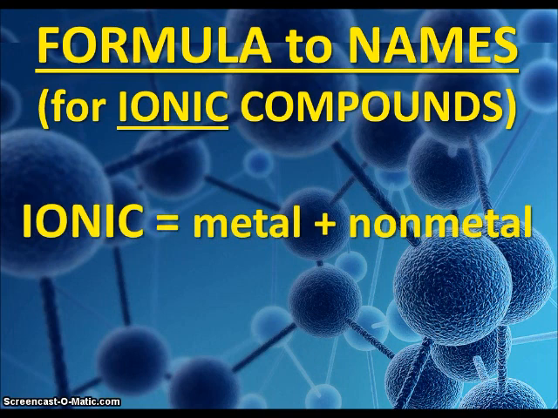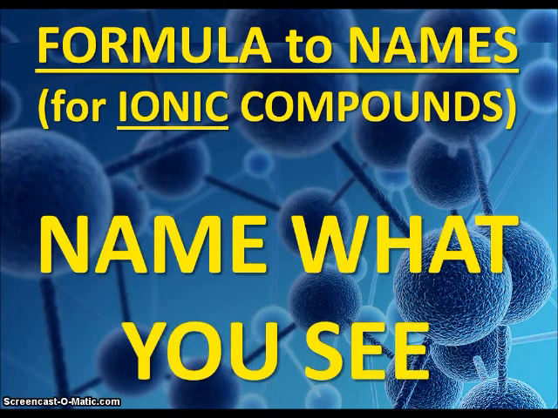How do you know? For now, it's easy. If you see a metal with a nonmetal, it's always ionic. Ask yourself the question, is there a metal? If the answer is yes, then it is ionic, and you can name it with the following rule. When you have an ionic formula and you want the name, name what you see straight from the periodic table.